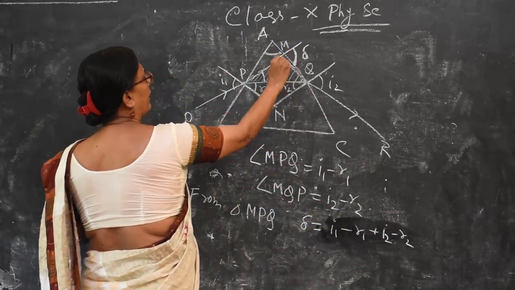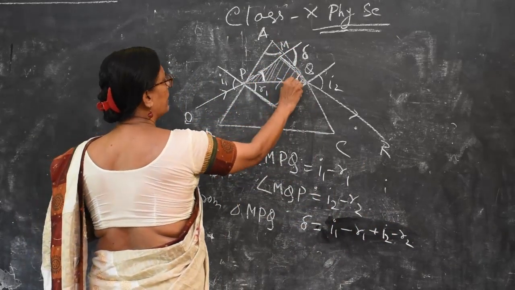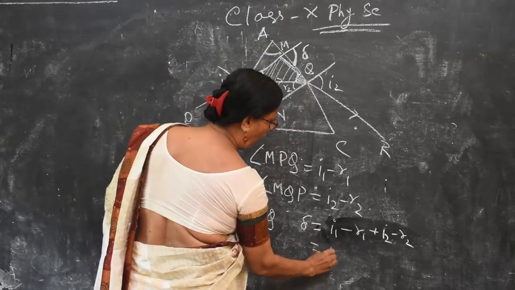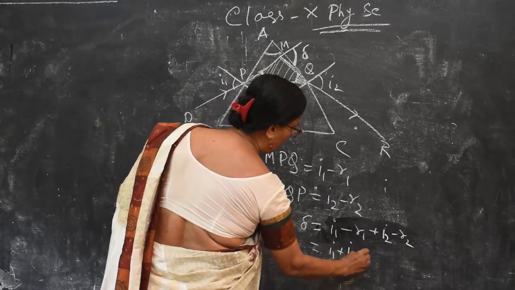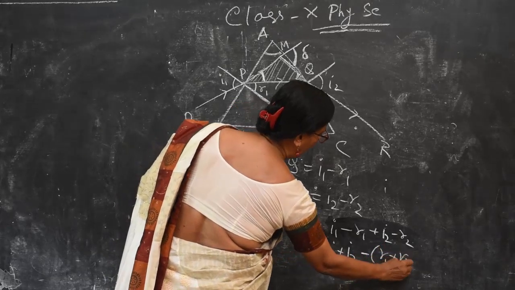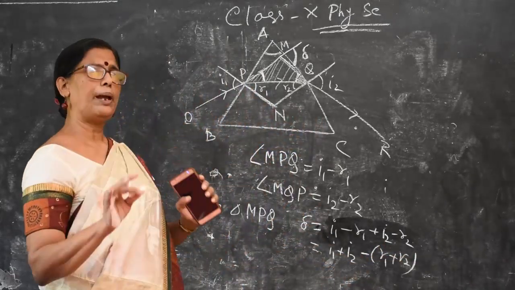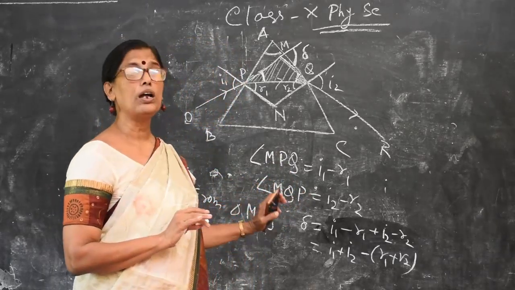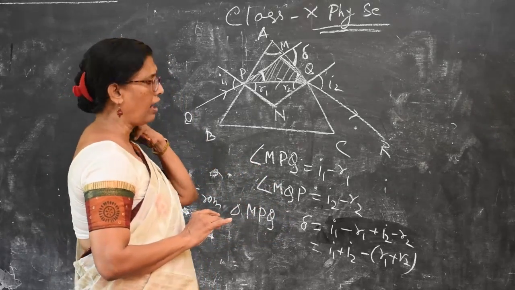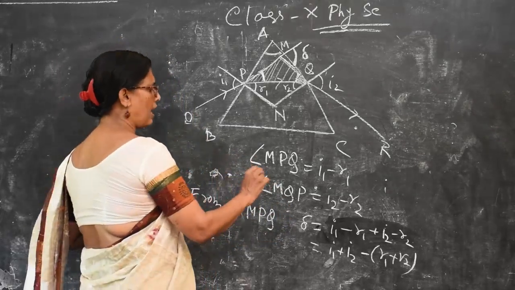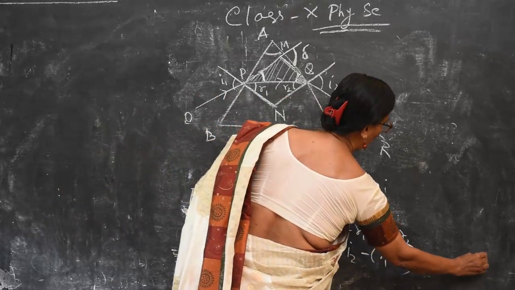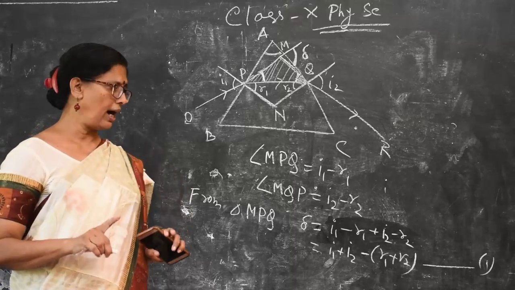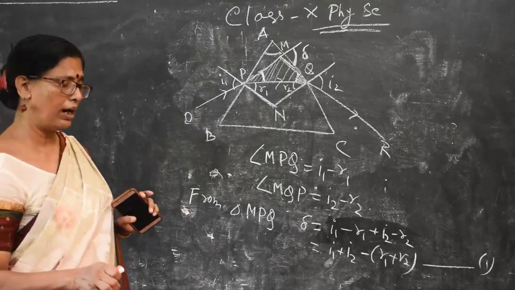This is the exterior angle, and these are the two opposite interior angles. So we can write I1 plus I2 minus R1 plus R2. Up to this we get this equation. What is the relation between A and R? This is our main equation, we put it as number 1. Delta is equal to I1 plus I2 minus, within bracket, R1 plus R2.